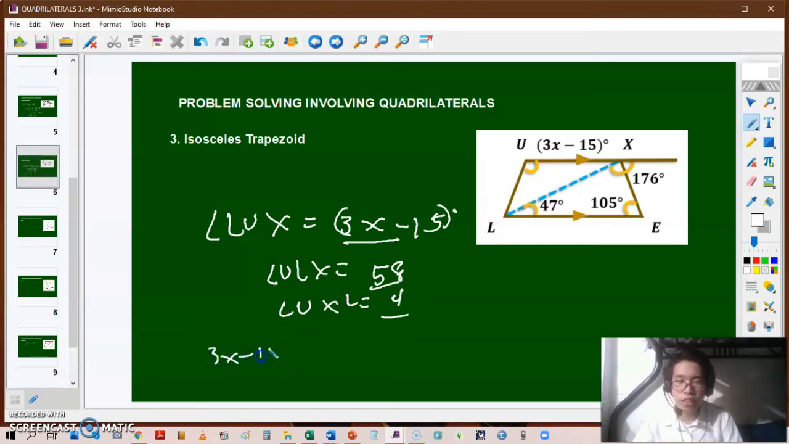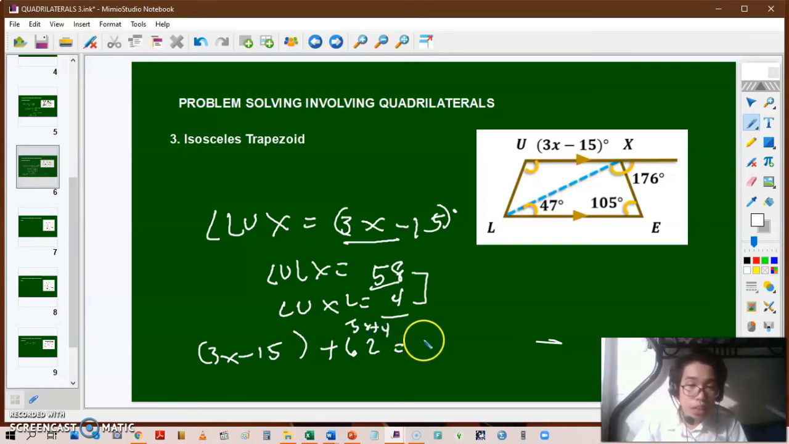So that's going to be 3x minus 15 plus 58 plus 4. What's 58 plus 4? That's going to be 62. So it's 3x minus 15 plus 62 is equal to 180 degrees.